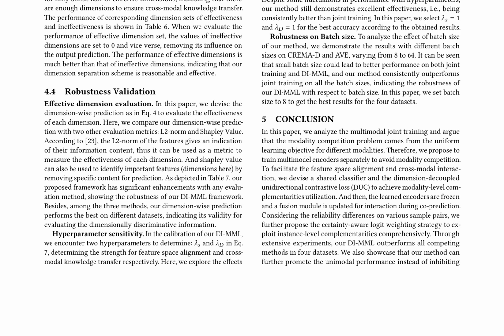Furthermore, the authors investigate the robustness of their DI-MML framework to hyperparameters and find that the performance is marginally affected, suggesting the insensitivity of their method to hyperparameters. Additionally, they analyze the effect of batch size on their method and find that it consistently outperforms joint training on all batch sizes. The authors conclude that their DI-MML framework is robust to hyperparameters and batch size, and outperforms competing methods on 4 datasets. This suggests that their approach is effective in evaluating and utilizing dimensionally discriminative information for cross-modal knowledge transfer.